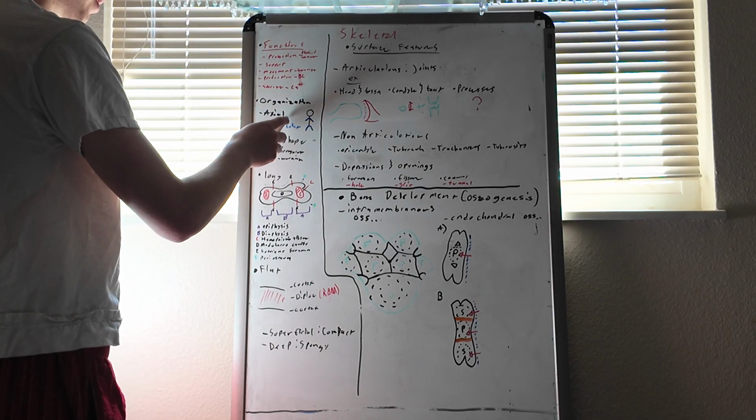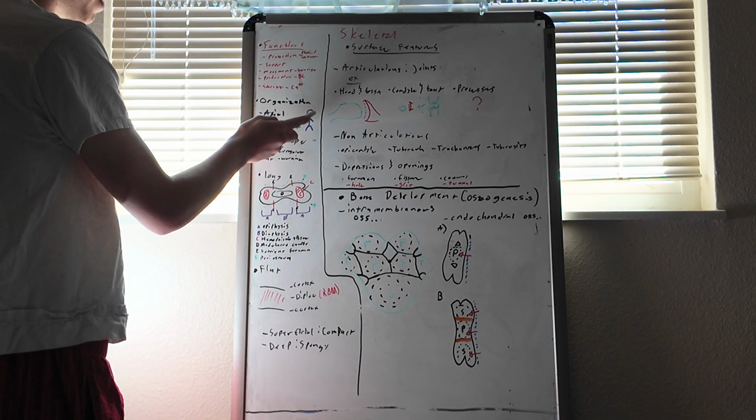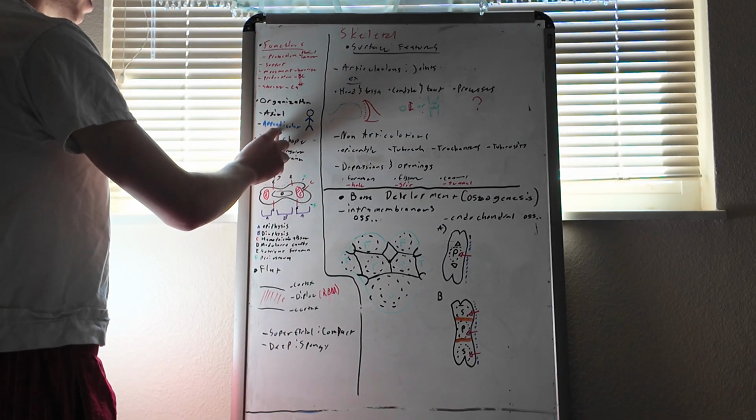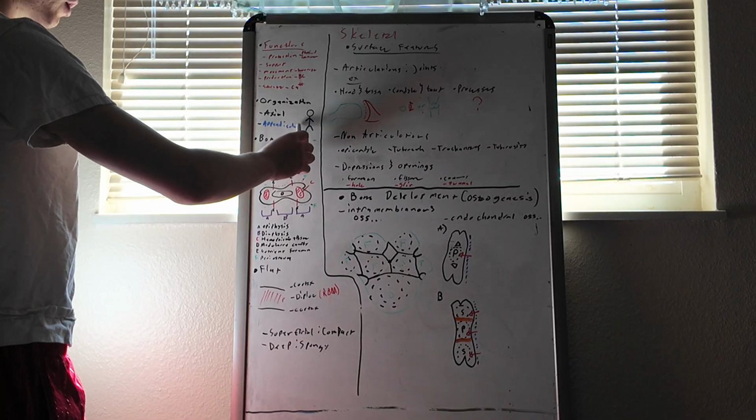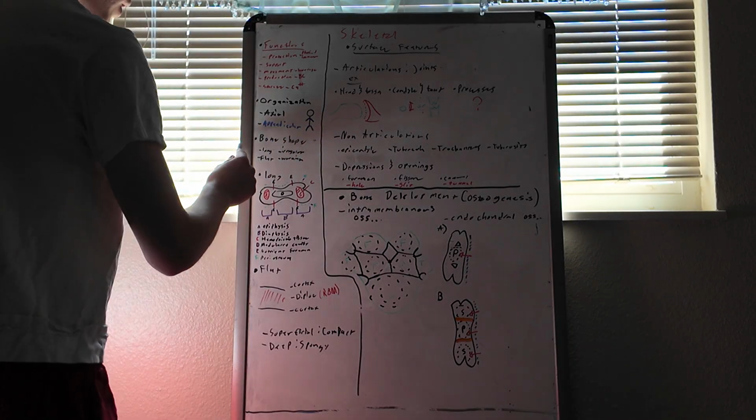Now, the skeletal system is organized into 2 main parts. There's the axial skeleton, this will be in black. This will be your head, skull, and spinal column. And the appendicular skeleton, which is your appendages, your arms, your legs, as well as sort of the pelvis.